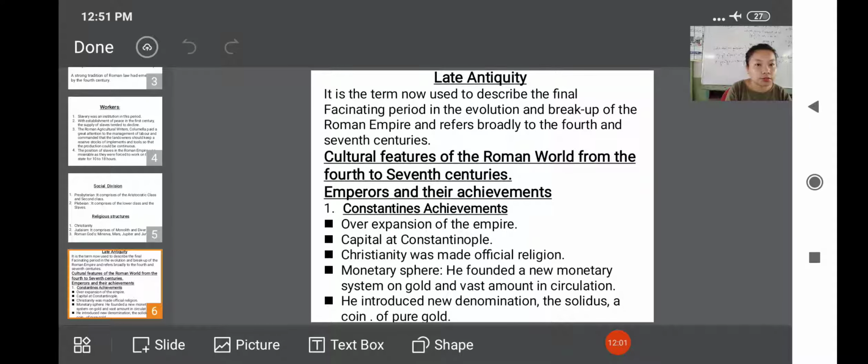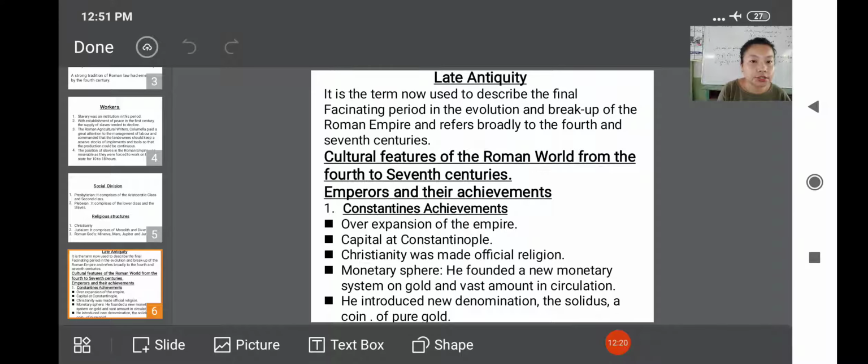He introduced a new monetary system based on gold and circulated it in vast amounts.